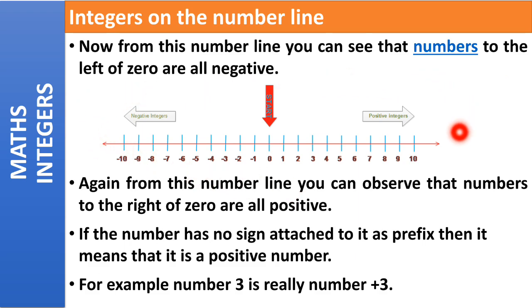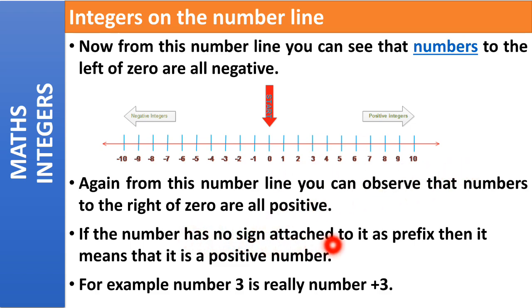And now I want you to look at the integers on the number line. 0 comes in the middle, and from the number line you can see that the numbers to the left of 0 are all negative. After 0 we have -1, -2, -3 and all the negative numbers. And then from this number line you can observe that numbers to the right of 0 are all positive. 1, 2, 3, 4 and so on are all positive numbers.